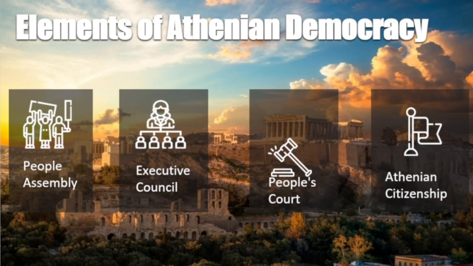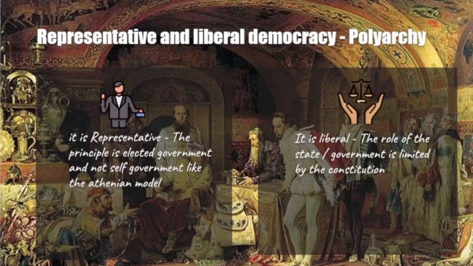Now, Athenian democracy emphasized direct participation and collective decision-making. Despite its limitations in inclusivity, it laid the groundwork for democratic ideals that continue to influence modern political thought. And by examining Athenian democracy, we gain insights into the challenges and the complexity of true self-governance in a diverse society. Now, let's look at the representative and liberal democracy.